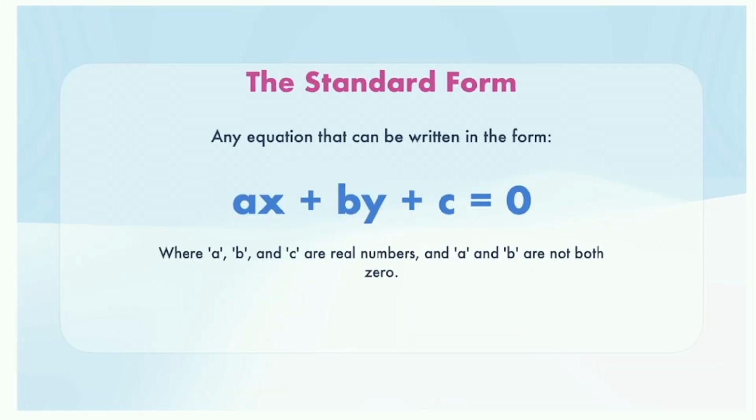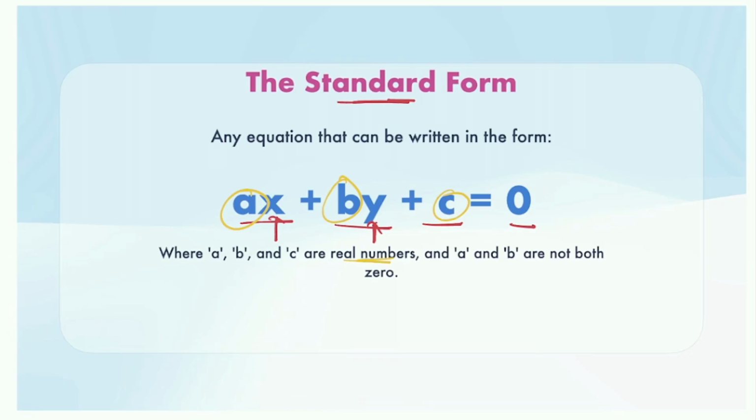Now the standard form. What is the standard form of a linear equation in two variables? It is ax plus by plus c equal to 0. You have to learn this. You have to memorize this, right? ax plus by plus c equal to 0. This is the standard form of a linear equation in two variables where x and y are variables, right? And you can see here a and b and c are real numbers, right?